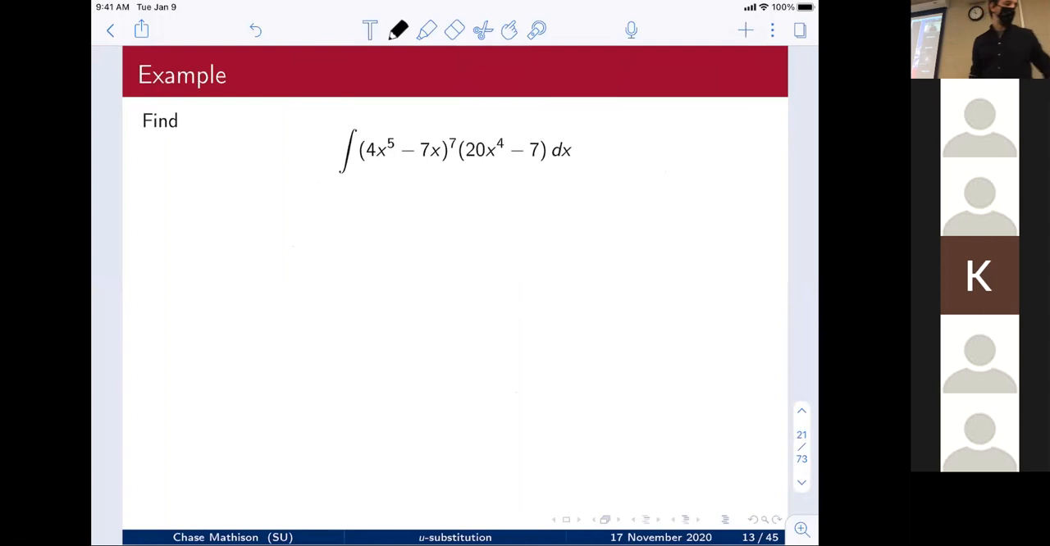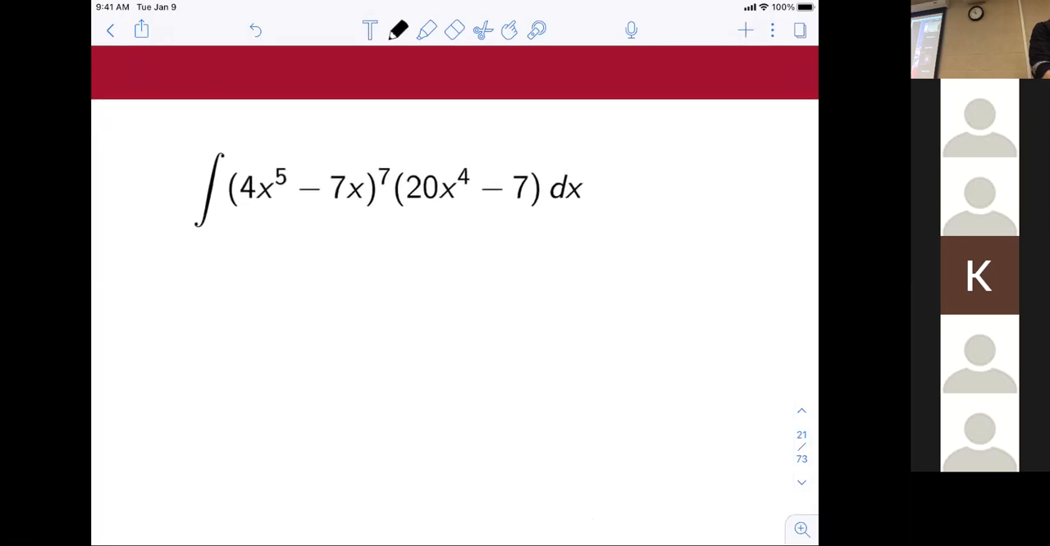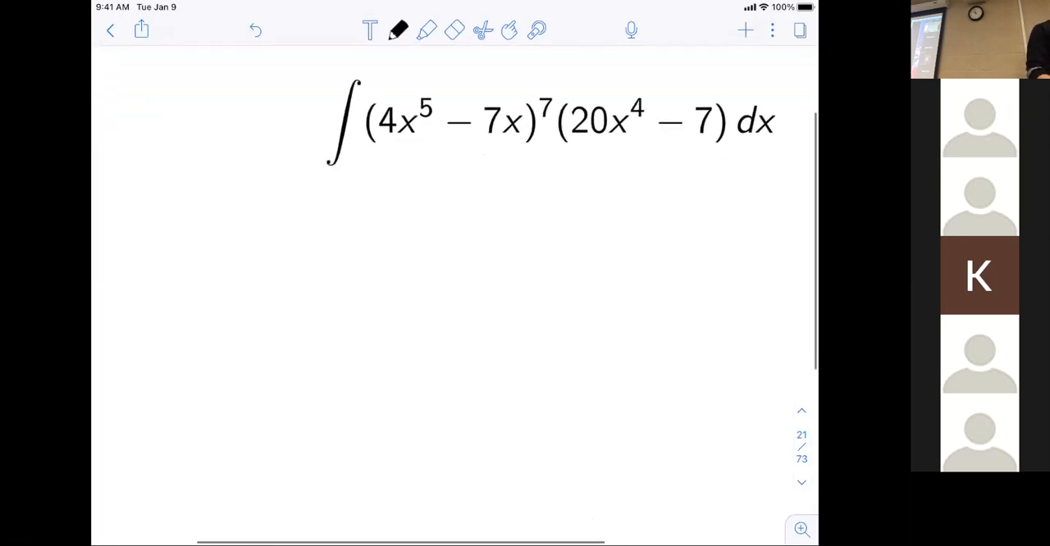All right, so we want to integrate (4x^5 minus 7x) all to the 7th times (20x^4 minus 7). Now, this problem would have been a nightmare to try and integrate before, right? The only thing that we know how to do is expand this and then integrate term by term, which is awful. But now we don't have to do that, hopefully, if this is a well-chosen U substitution problem.